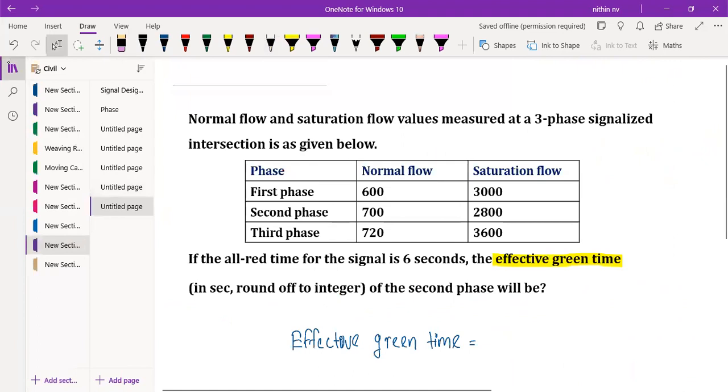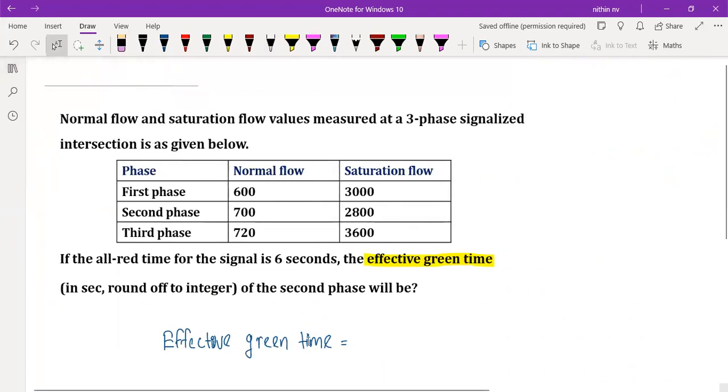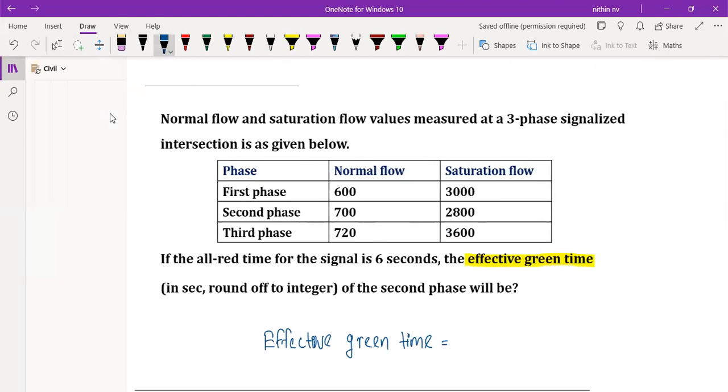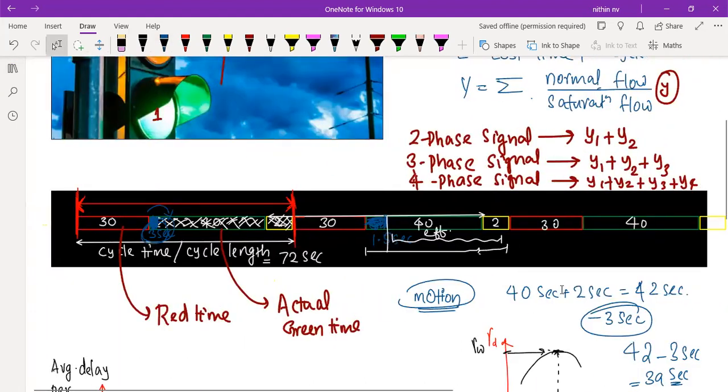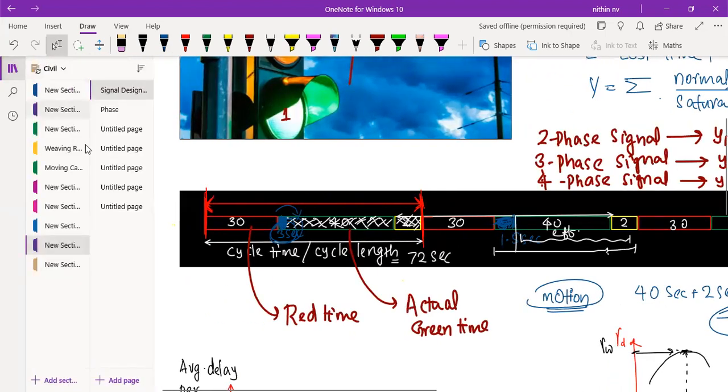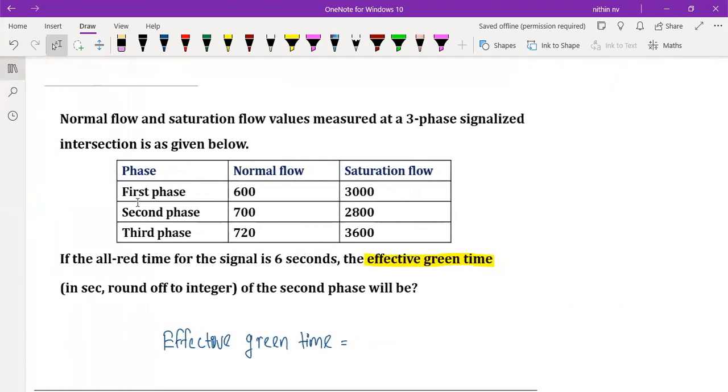Otherwise, Webster has given us a direct equation also to calculate effective green time. Generally, in the GATE examination, they used to ask like that only. Maybe in state PSCs, they can give you the data like this, some diagram and all, and ask you what is the effective green time. But generally, in the GATE examination, they used to ask the question based on the direct equation given by Webster.